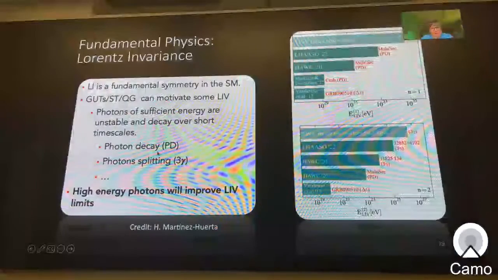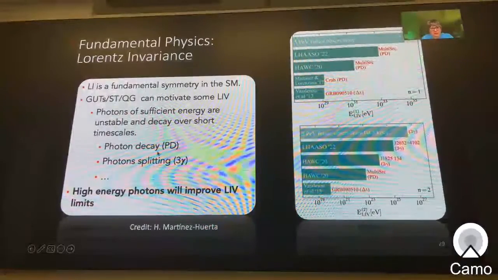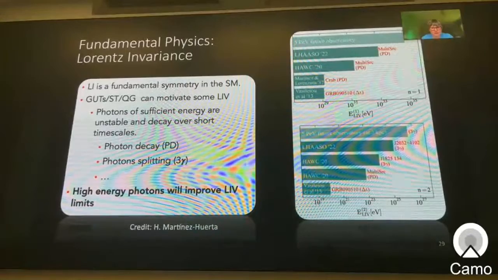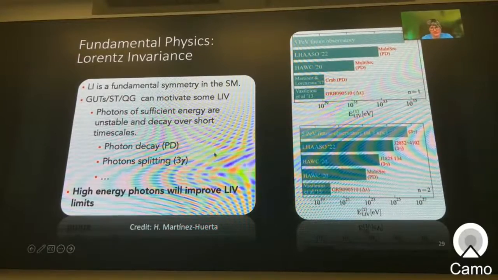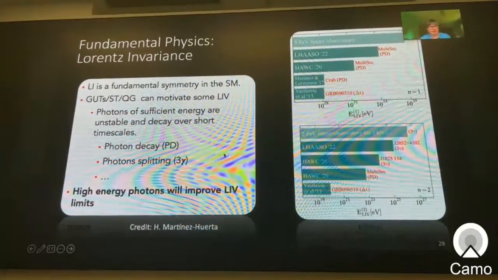And then, of course, these observatories can also test fundamental physics like Lorentz invariance violation, and that's shown here. That has to do with the highest energies and long distances that we are dealing with.